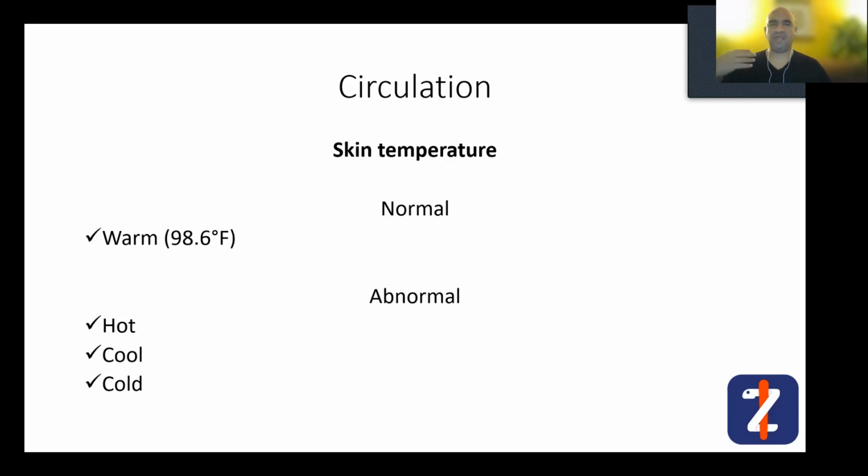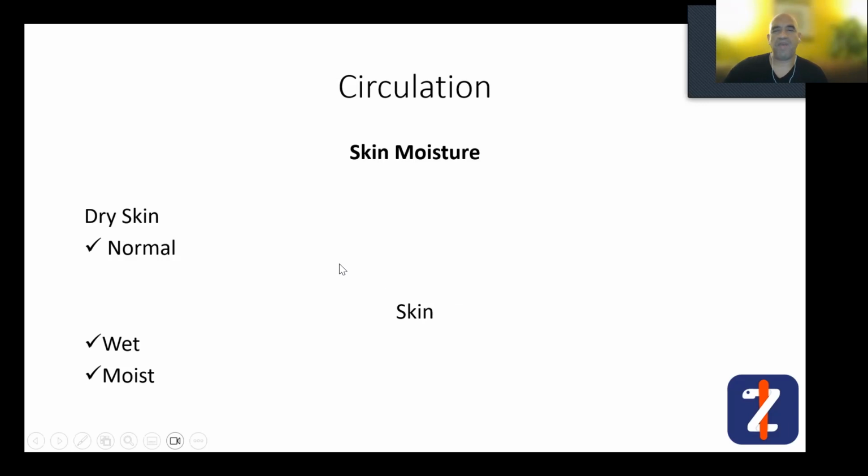T is the temperature. The normal temperature should be warm, 98.6 degrees. Then we have the abnormal, which is where it is too hot, or too cold, or just cool. Then we have the moisture. The moisture is easy. Basically, if the skin is just dry, that's normal. But if the skin is wet or moist or diaphoretic, it's just pouring out sweat.